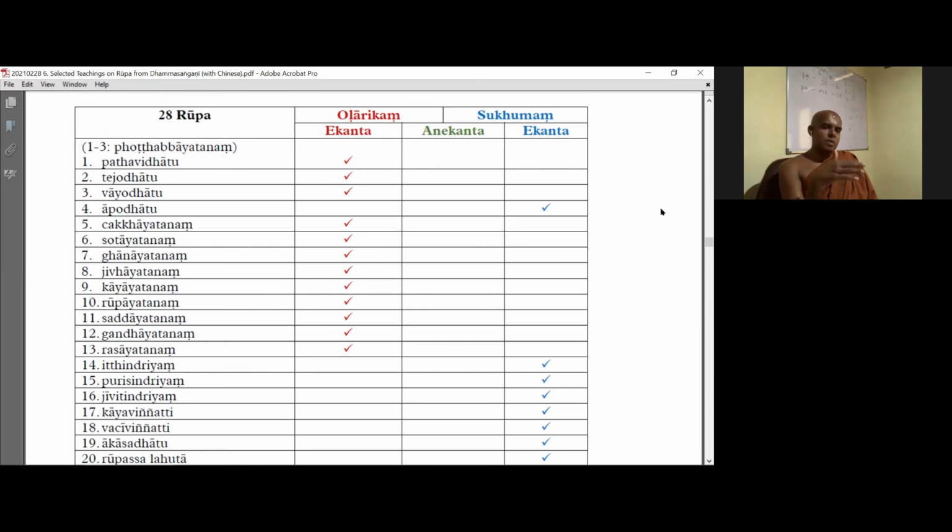If you classify nibbana, it also is included in dhammayatana, but now we are not talking about nibbana, only rupa. The rupa is 12 types of rupa becoming 10 ayatana, and 16 rupa included in the dhammayatana. This is my meaning.